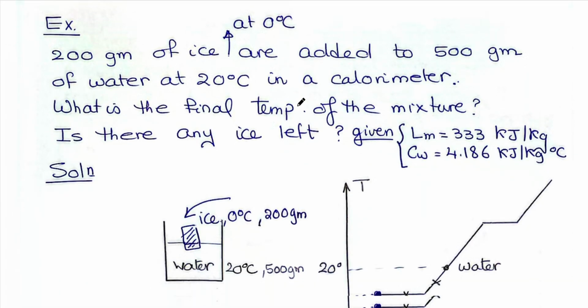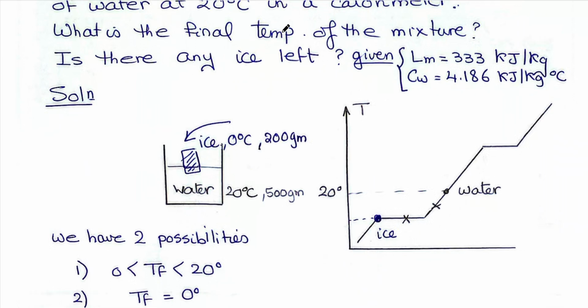This example has other givens. We have a container containing 500 grams of water at 20 degrees, and we dropped a piece of ice at 0 degrees. Its mass is 200 grams. Given your data and asking the same question, what is the final temperature of the mixture, and is there any ice left? Again, here we have water and ice, two phases, so we have to draw T versus Q.